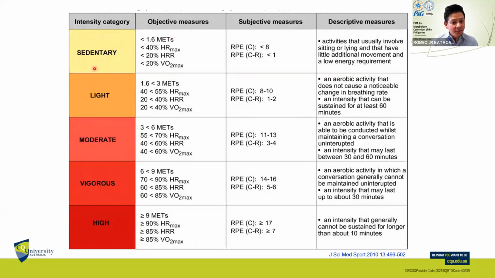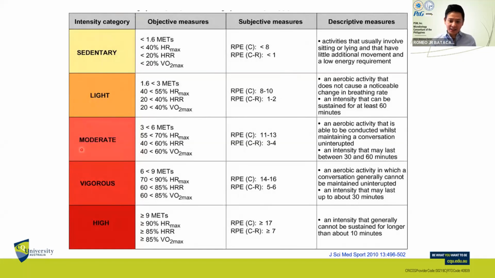So sedentary activities would be defined as less than 20% VO2 max, which would involve sitting or lying or activities with limited movements or low energy requirement. Light intensity activities would have 20 to less than 40% VO2 max. This would include domestic or occupational tasks. For example, washing dishes, hanging washing, ironing, cooking, eating, working at a computer desk. So these are examples of light intensity activities.